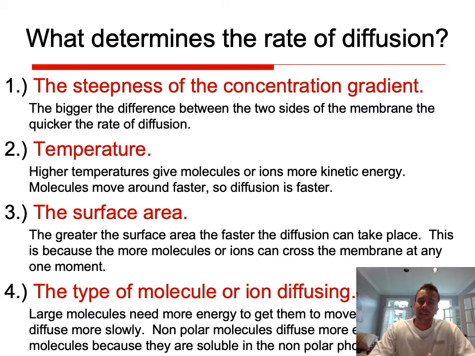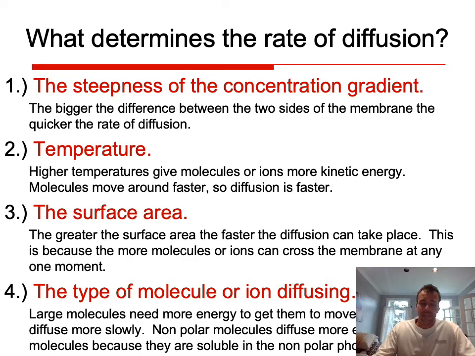The rate of diffusion is determined mainly by these four things. First, the steepness of the concentration gradient. The bigger the difference in concentration from one side of the membrane to the other, the quicker you're going to have diffusion across that membrane. Higher temperature also speeds things up, so you get quicker movement across that membrane. The greater surface area you have, the faster the diffusion, because diffusion can spread out across that membrane.